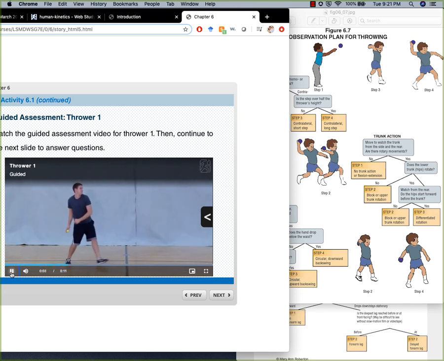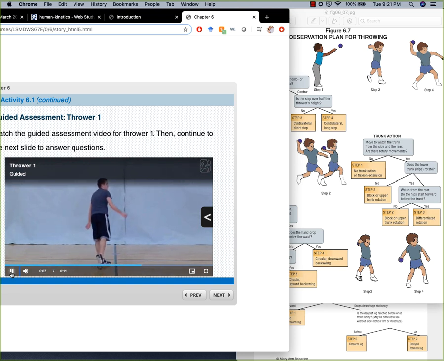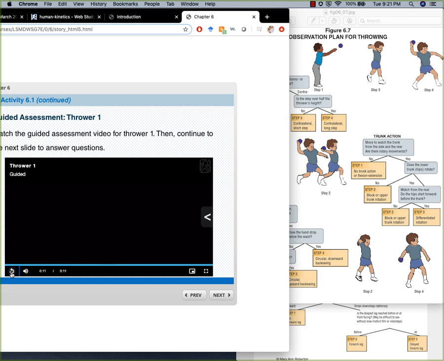The large contralateral step forces the thrower to rotate his hips. This already puts him in step 2 or step 3 of the trunk action. When we look at the observational plan for the trunk action, the question that differentiates step 2 from step 3 is block versus differentiated rotation. Block rotation means that the hips and shoulders rotate at the same time. Differentiated rotation happens when the hips move first and then the shoulders rotate.